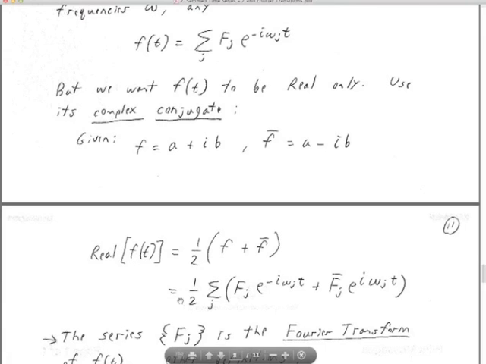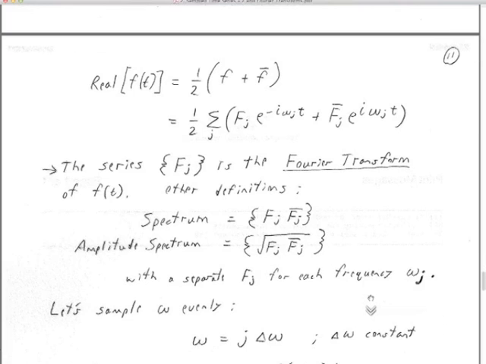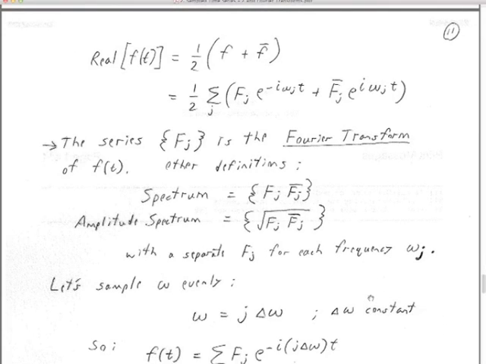So f of t is essentially going to be half the average of the sum, and under the summation we have f sub j, the Fourier component at frequency index j, times e to the minus i omega sub j times t, and then we add the complex conjugate. Of course, if you take the complex conjugate of the whole thing, you have to take the complex conjugate of both factors. So we take the complex conjugate of f sub j, and we also take the complex conjugate of e to the minus i omega sub j times t, which is just e to the positive i omega sub j times t. Now we've created an all real time series.